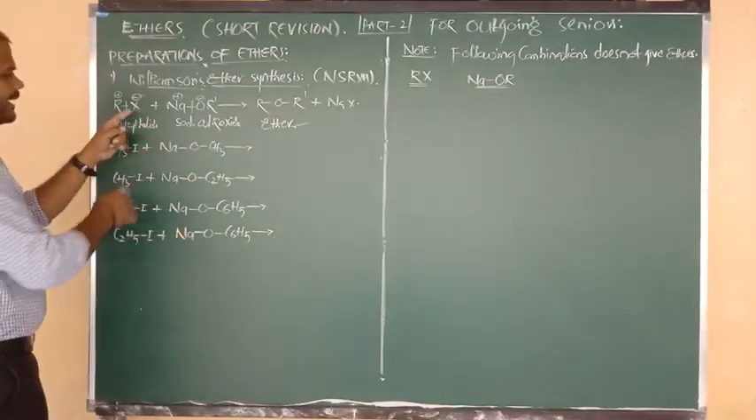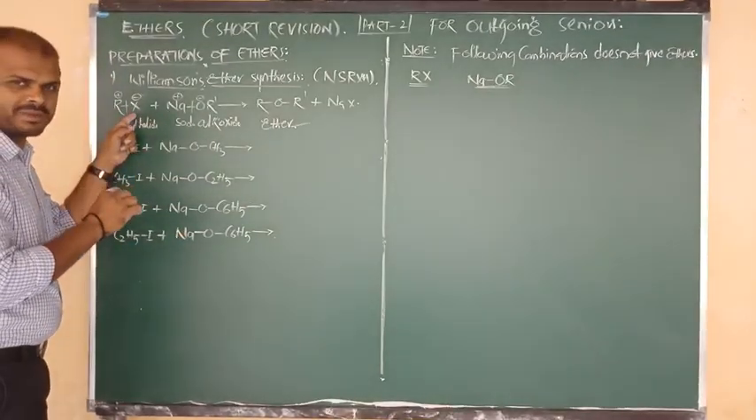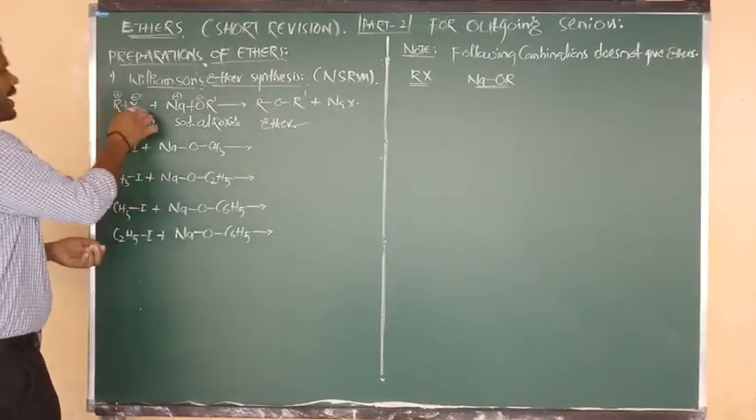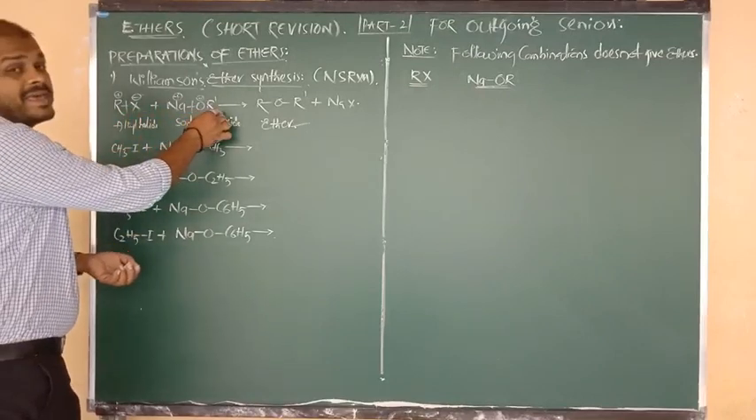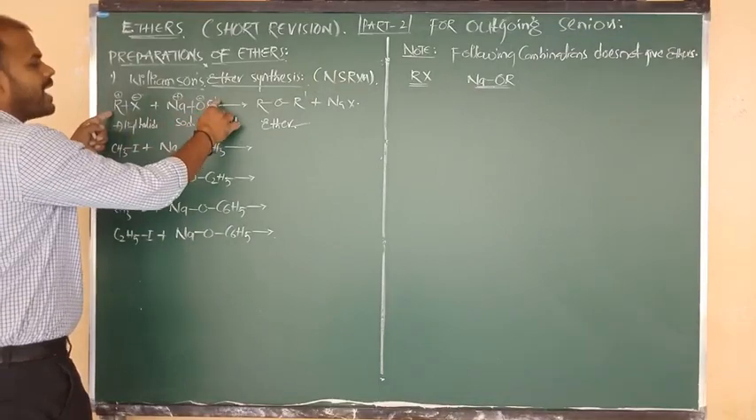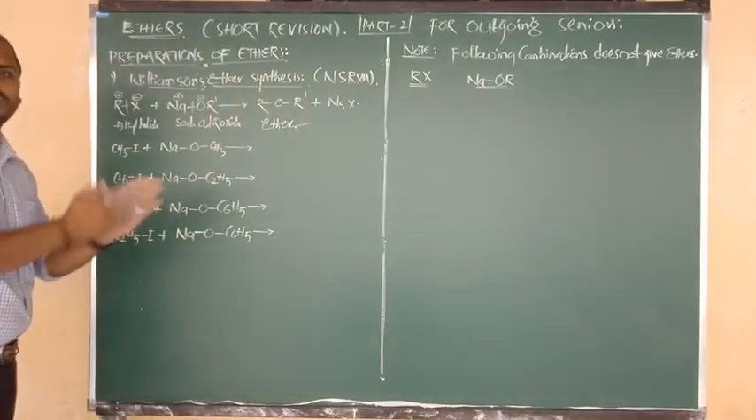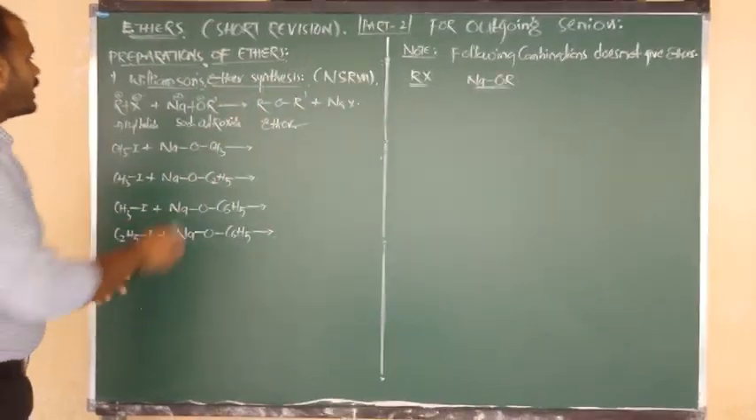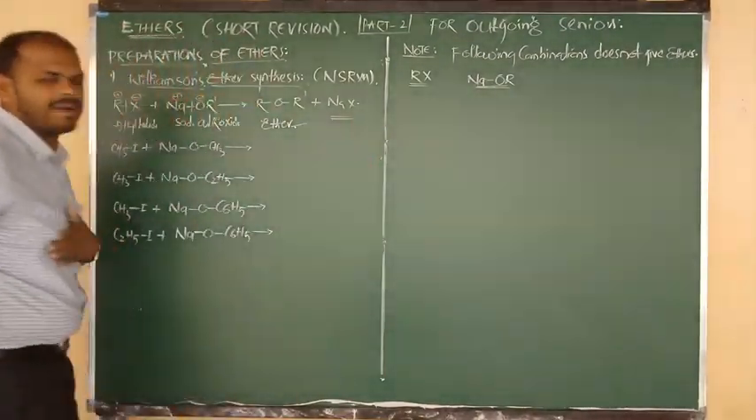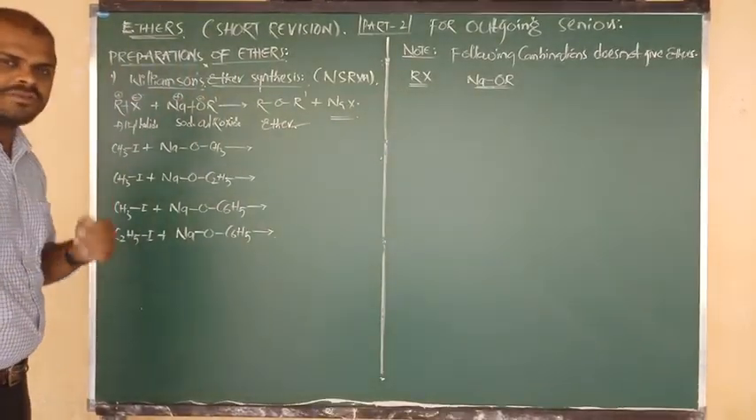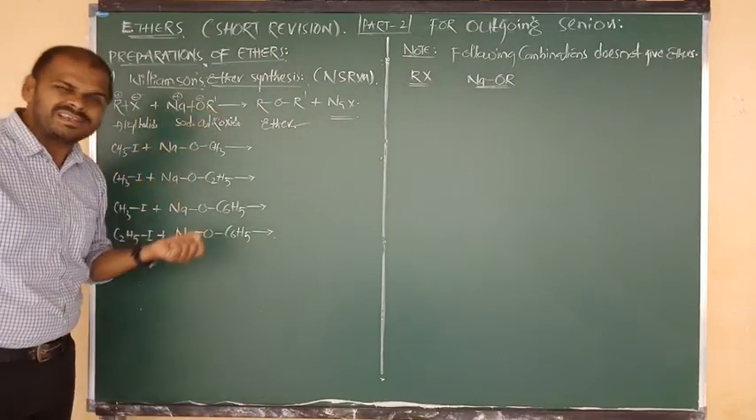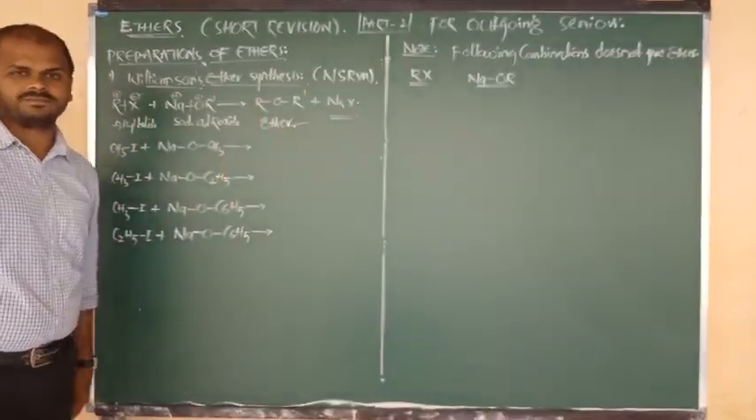In alkyl halide RX, X carries the charge minus, and here OR minus also carries a negative charge. So one nucleophile, X minus, is replaced by another nucleophile, alkoxy. So R O R', here I have written R prime to show the variation only. The remaining Na plus combines with X minus and is removed in the form of NaX byproduct. Once again the statement: alkyl halides on reaction with sodium alkoxide give ethers.